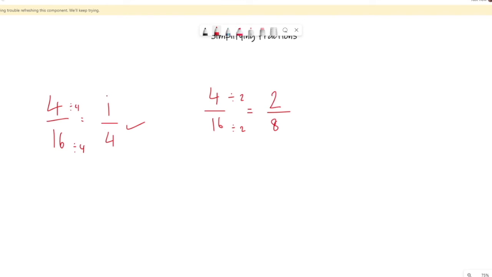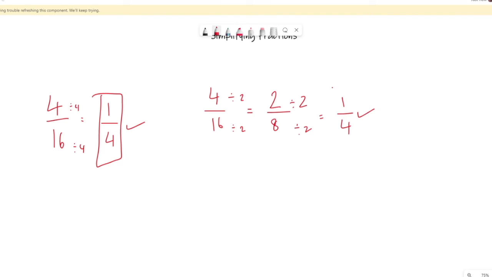But if you see here, 1 over 4, now they both do not go in any timetable. But if you see 2 over 8, yes, 2 and 8 still go in the table of 2. So you have to divide them again by 2. So 2 divided by 2 is 1, 8 divided by 2 is 4, and now it's the lowest form because they both now won't go in any timetable together.